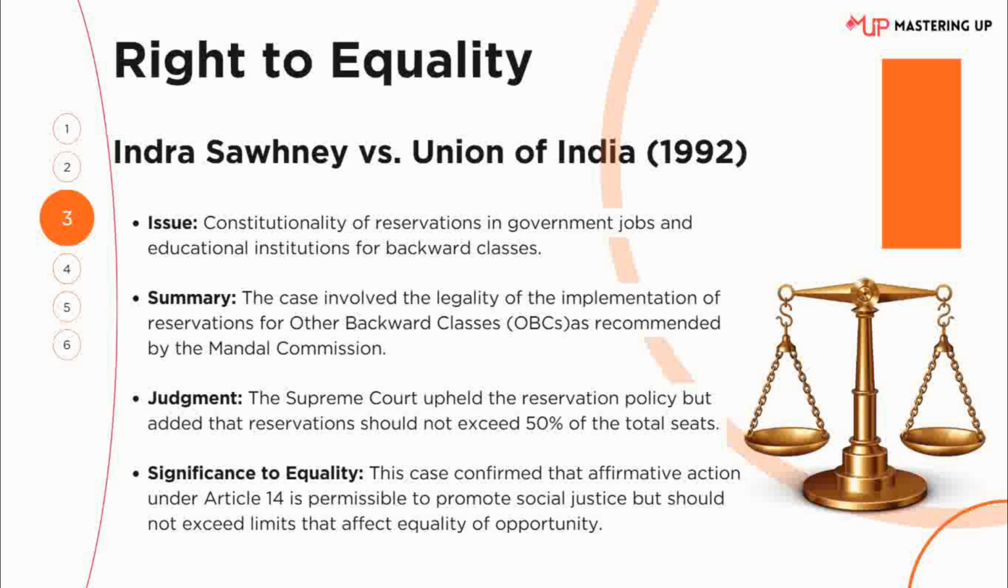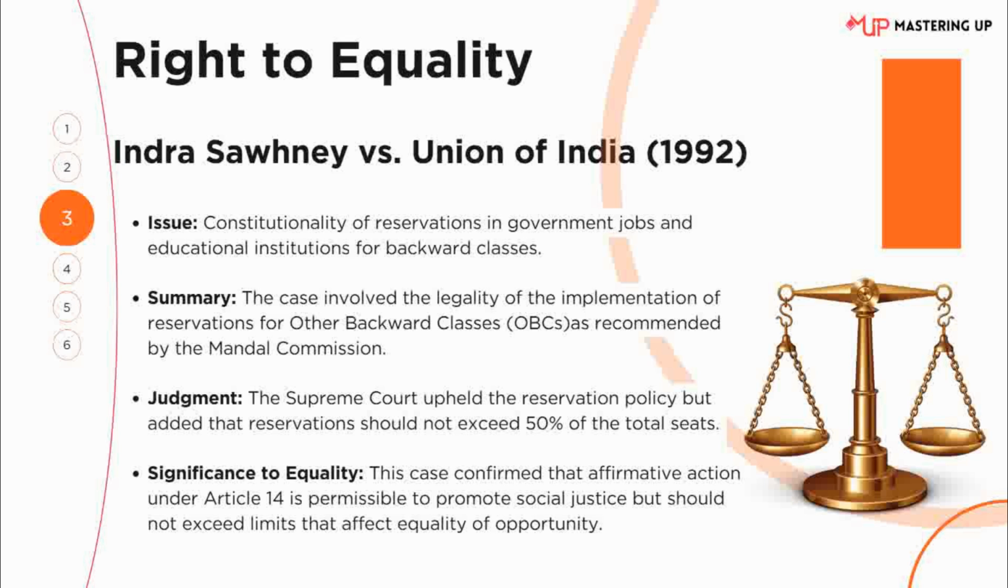The Mandal Commission recommended a 27% reservation for OBCs, and the government decided to implement it. The challenge in the case focused on whether such reservations would lead to discrimination and create inequality. The judgment of the Supreme Court upheld the reservation system but placed a 50% cap on reservations to maintain fairness.